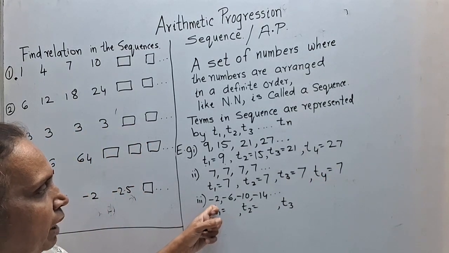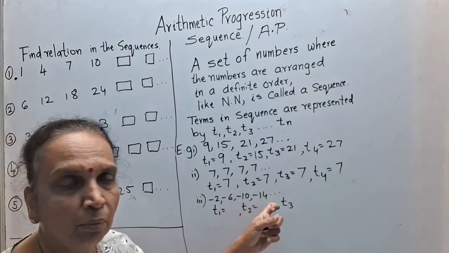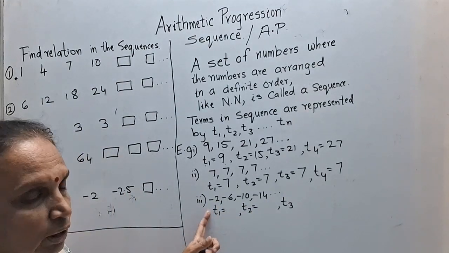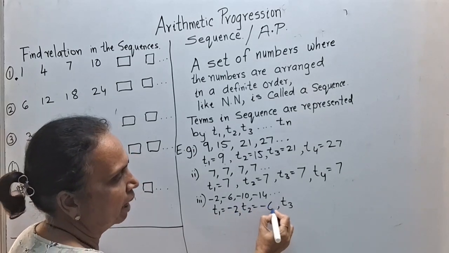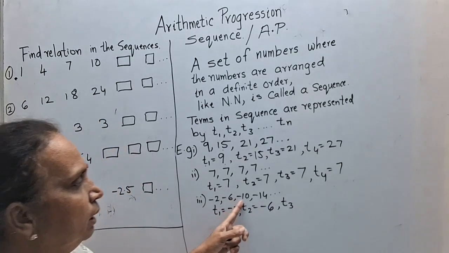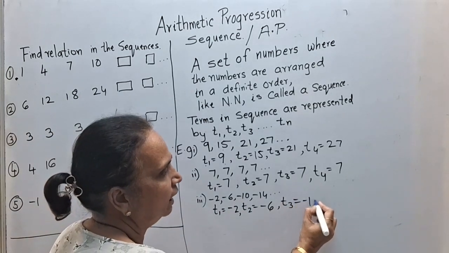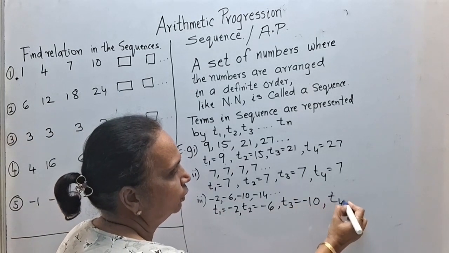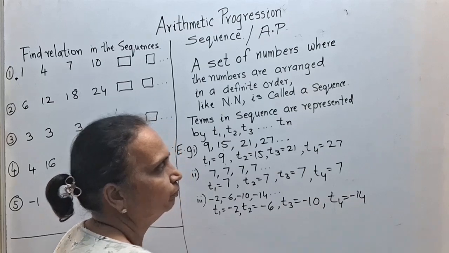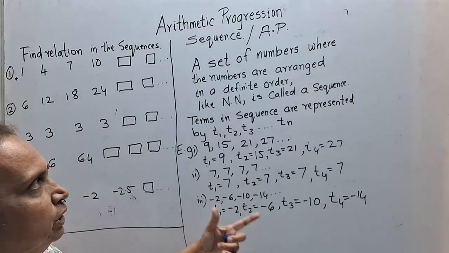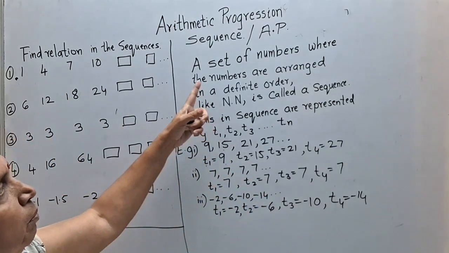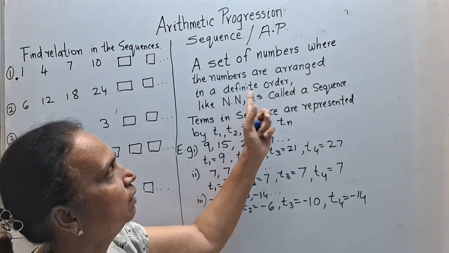Now here, minus 2, minus 6, minus 10, minus 14. What will be the first term? Minus 2. What will be the second term? Minus 6. What is the third term? Minus 10. And what is the fourth term? Minus 14. Okay, so hopefully you have understood what is a sequence. Again I am repeating, a sequence is nothing but numbers which are arranged in a definite order.